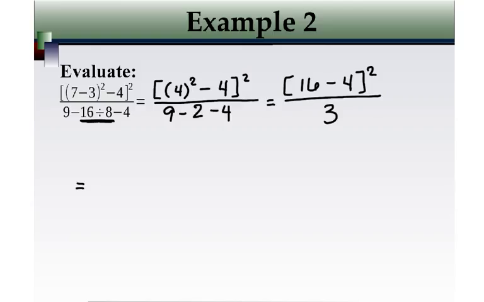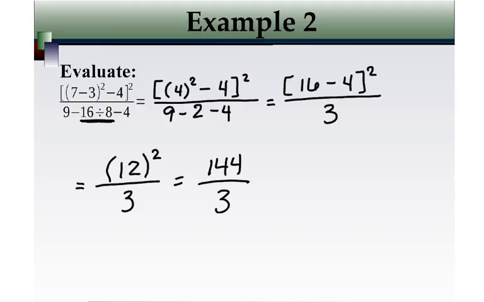Alright, now the last thing we can do before we do the exponent in the numerator is subtract, and we get a 12. I'm going to go ahead and put it in parentheses, or you can put it in brackets, either way, and square it. Now 12 squared is 144. And then we divide it by 3. That is our last step, and we get 48. So hopefully that wasn't too bad for y'all.